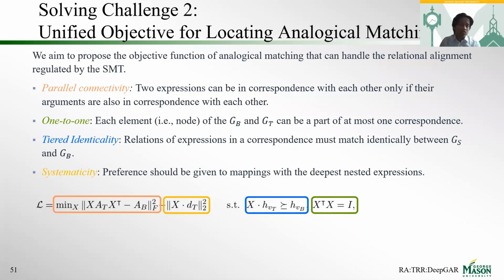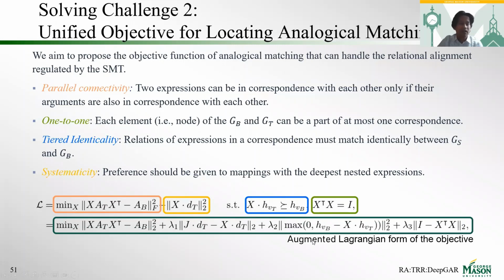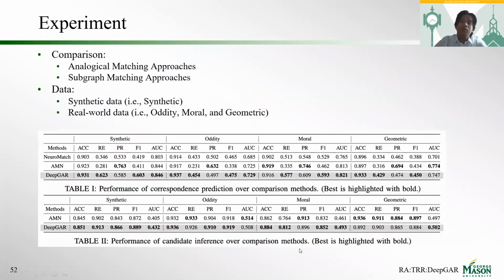As I discussed, there are 4 things we need to maintain to satisfy the SMT, and this is how we maintain them. These are the augmented Lagrangian form of that objective function, which we used for optimization. And for the experiment, I considered analogical matching approaches and subgraph matching approaches, these 2 challenges. We did this for synthetic data and also real-world data.